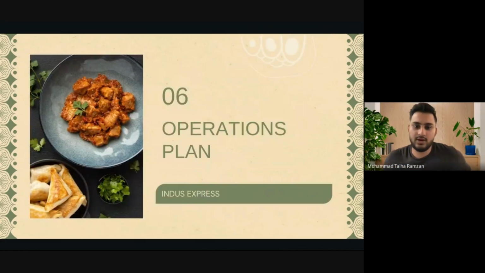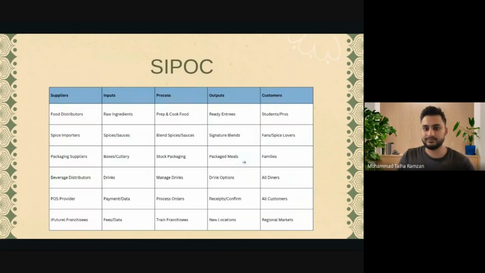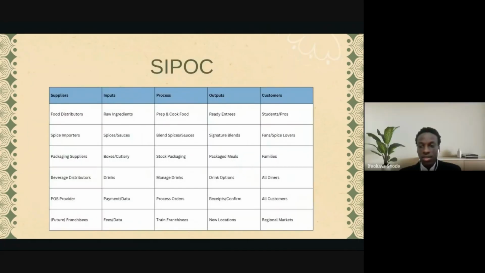Now we're going to talk about the operational plan. So I'll take this part of the operational plan, which is basically the SIPOC diagram.